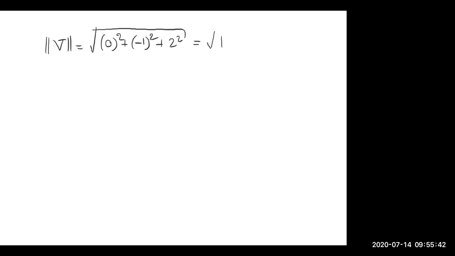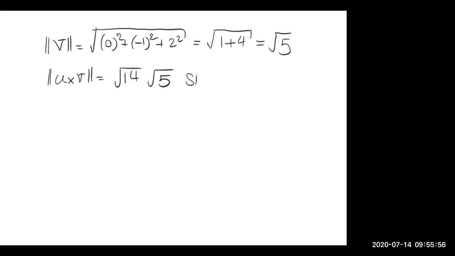It would be 1 plus 4. It would be square root of 5. So the cross product of u and v, its length would be square root of 14 times square root of 5 times the sine of the angle between these two vectors. So if there are two vectors in R3, theta is the angle between them.